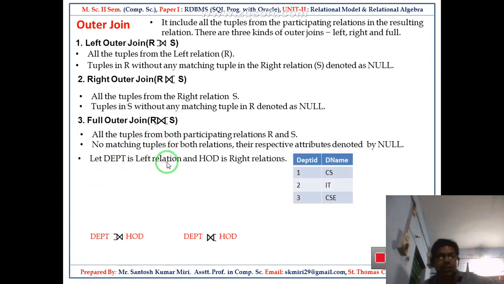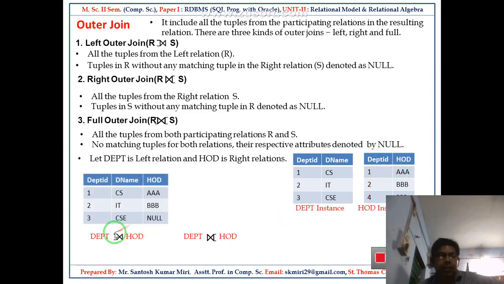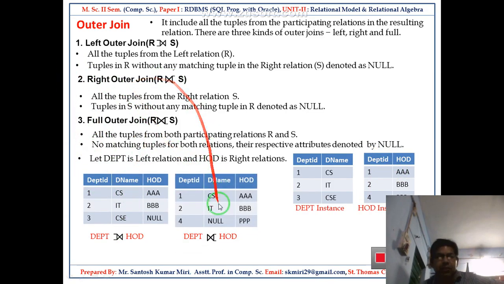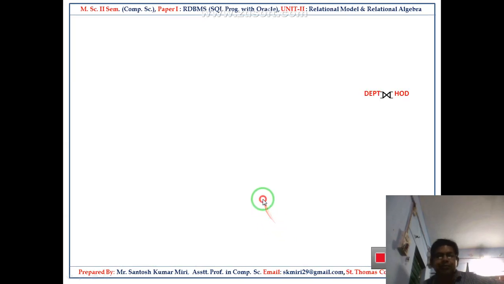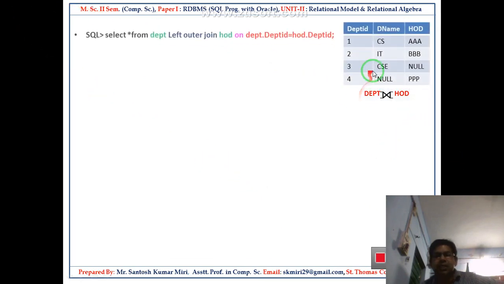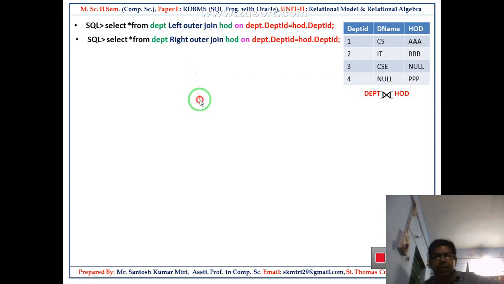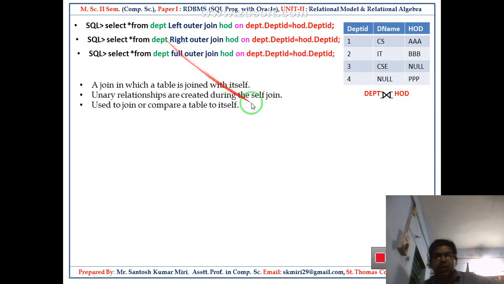Consider DPT as the left relation and HOD as the right relation. This is the instance of the DPT left relation. This is the instance of the right relation, the HOD table. The output of the left outer join is this one. The output of the right outer join is this one. Here absent data is shown by the null keyword. This one is the result of the full outer join. These are the queries for left, right, and full outer join, and we are getting the above result.